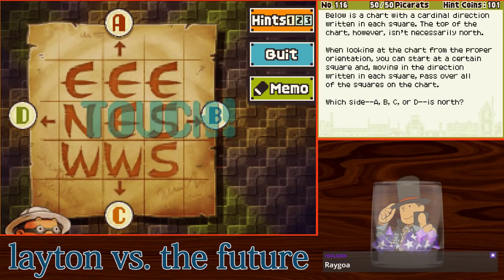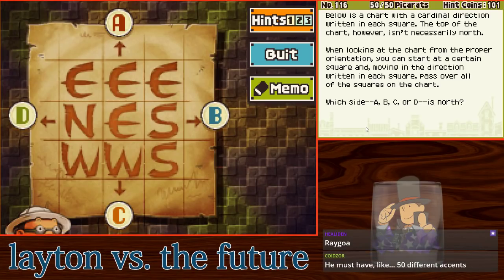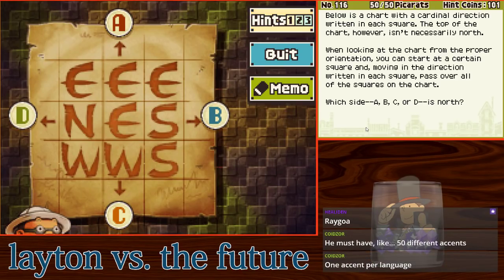Below is a chart with a cardinal direction written in each square. The top of the chart, however, isn't necessarily north. When looking at the chart from the proper orientation, you can start at a certain square, and moving in the direction written in each square, pass over all the other squares.